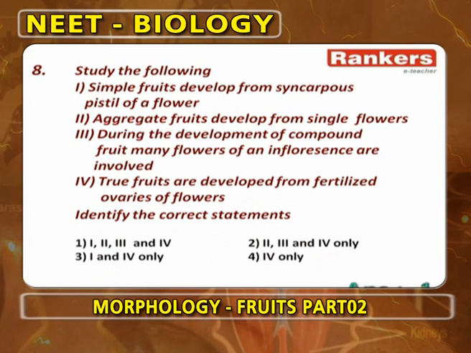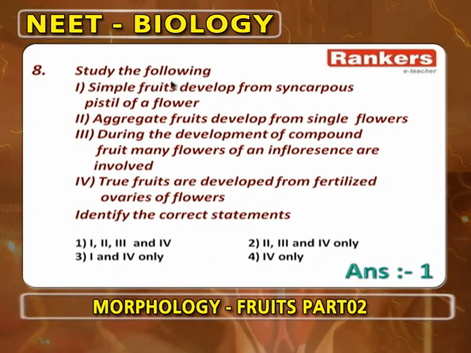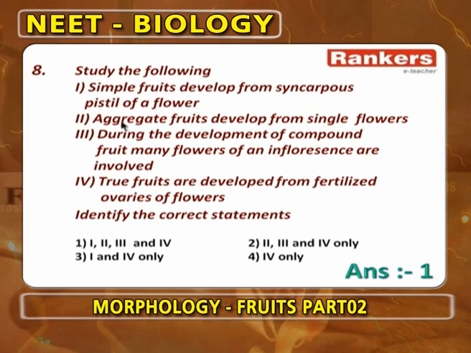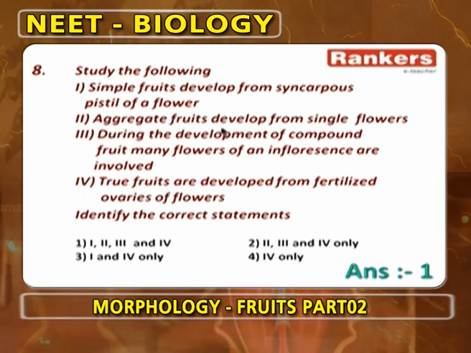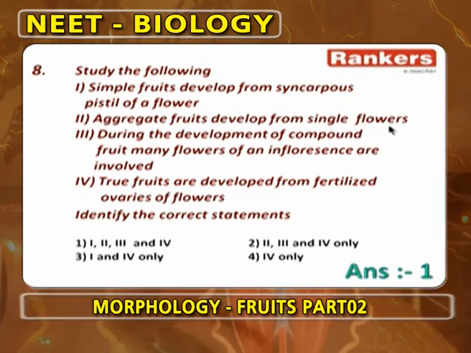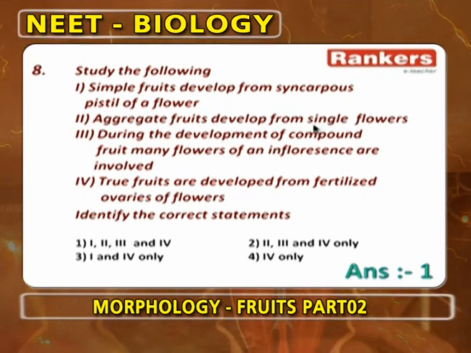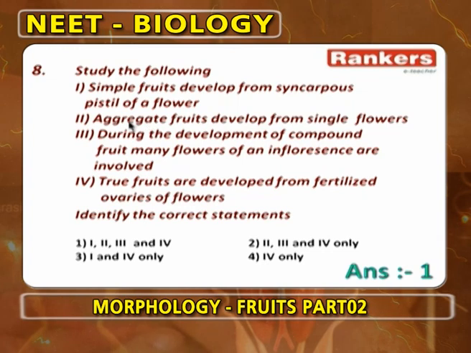Study the following. Simple fruits develop from syncarpous pistil of a flower. Correct. Simple fruits always develop from syncarpous pistil of a flower. Aggregate fruits develop from single flowers. This is also correct. Aggregate fruits develop from a single flower but apocarpous ovary.